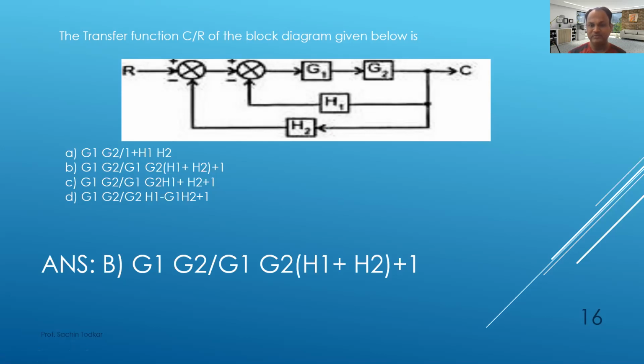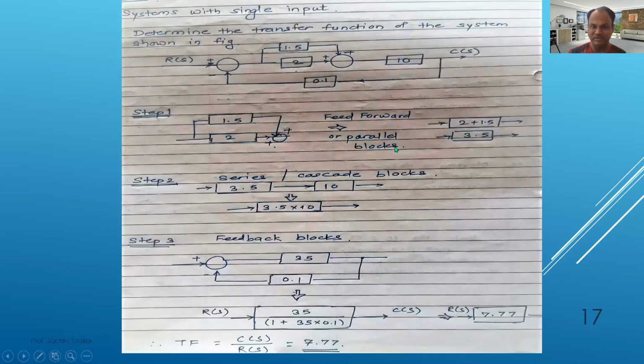Now again, we are going to see 2-3 tricky examples, which I have written in my blog also. Some notes are there, so I'm taking some snapshots from those notes. Determine the transfer function of the system shown in figure. Maybe they will not give you values of G and H. They directly will give some numerators to you, 1.5, 2, etc. So in that case also, you don't have to bother about that. You have to directly multiply or add these things.